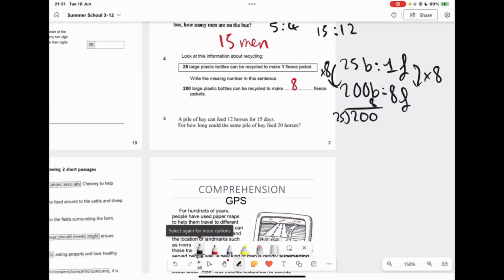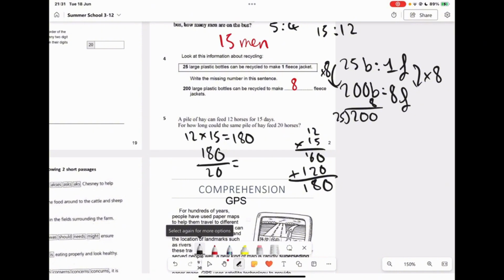Okay, a pile of hay can feed 12 horses for 15 days. So how long would the same pile feed 20 horses? So we know that it's 12 horses and 15 days. To find the total work done, you can use the column method. 12 multiplied by 15. So 2 times 5 is 10, carry the 1. 1 times 5 is 5, plus 1 is 6. And then 2 times 1 is 2, and 1 times 1 is 1. So it's 180. Okay, and then you take your 180 and you divide it by 20, which gives you the answer of 9. So the answer will be 9 days.